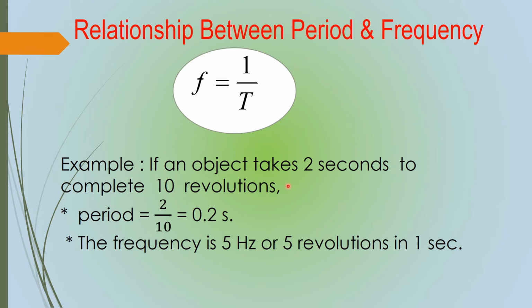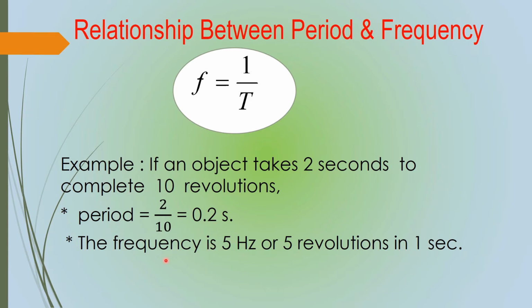For example, if an object takes 2 seconds to complete 10 revolutions, what is the period and what is the frequency? Calculation of the period. Period means the time taken for the object to complete just one revolution. That's why you have the time taken of 2 seconds divided by 10 revolutions. You get 0.2 seconds. The period is 0.2 seconds.